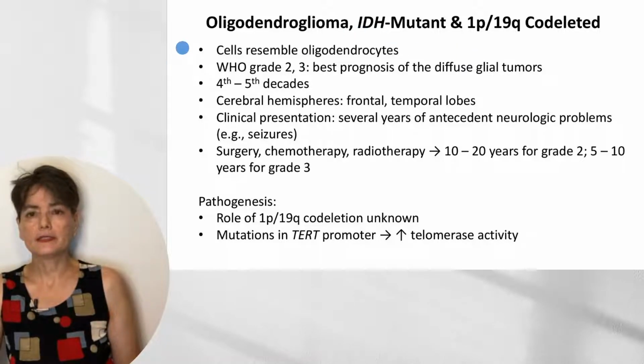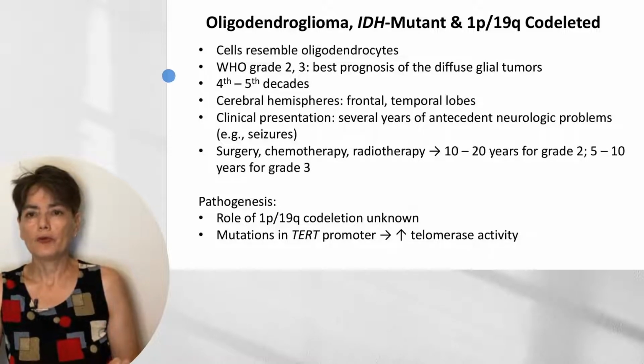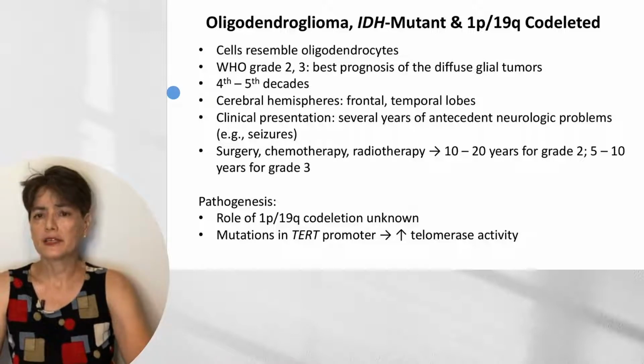But what we found is that while there were tumors that really looked like they were composed of oligodendrocytes, so round, smooth nuclei, there were a lot of tumors that didn't look like oligodendrocytes that were showing these characteristic molecular findings. So the molecular findings are now part of the diagnosis. The WHO grade will be 2 or 3, and these tumors have the best prognosis of the diffuse glial tumors. They tend to arise in the 4th to 5th decades in the frontal and temporal lobes.